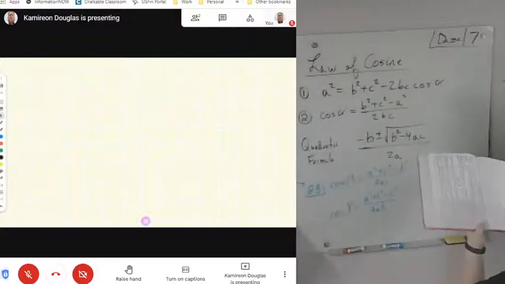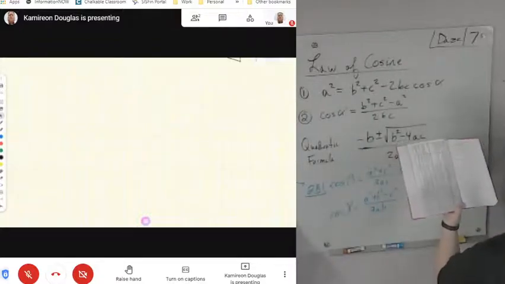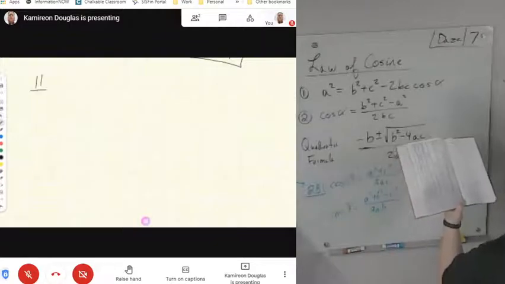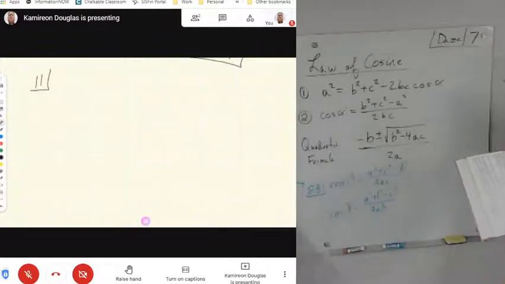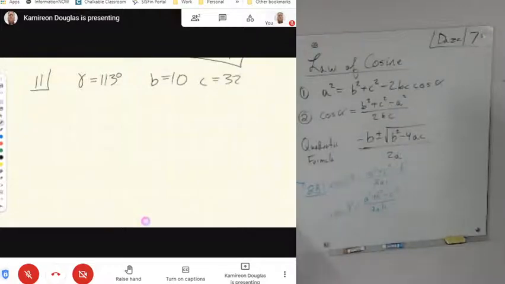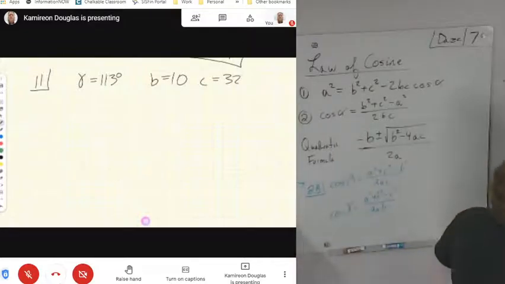Number 11 has the same instructions as the previous ones: find all the missing pieces of information. The pieces they have given me on number 11 are gamma is 113 degrees, B is 10, C is 32. If I go to put this into the triangle and then plug in the formula, there becomes a problem. Here we go. I make my triangle.